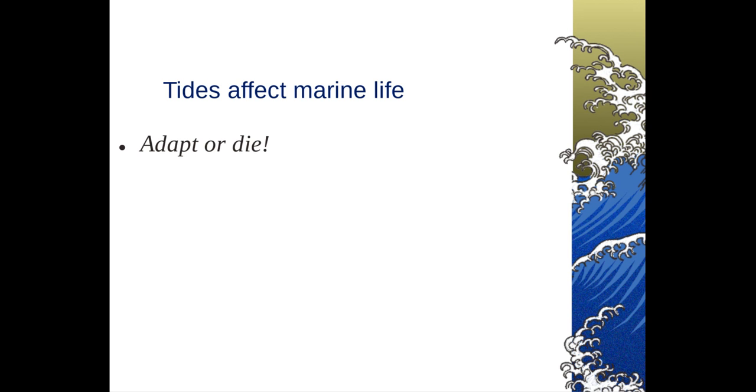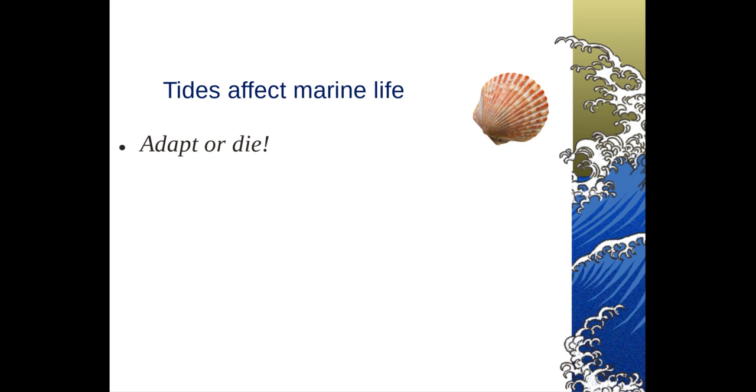So, tides affect marine life. It's adapt or die. Being able to adapt is a matter of life or death. In a perfect world, organisms wouldn't need to adapt. However, changes to the environment and food web mean that organisms need to move if they can, or adapt or become extinct. Organisms that live near the shore have adapted to the rise and the fall of the tide.